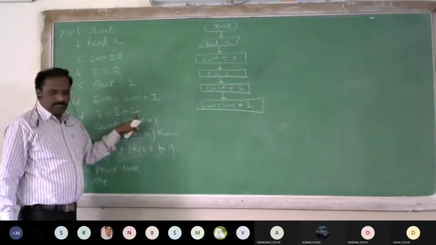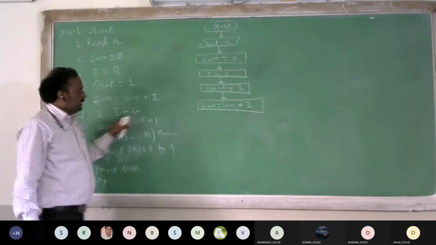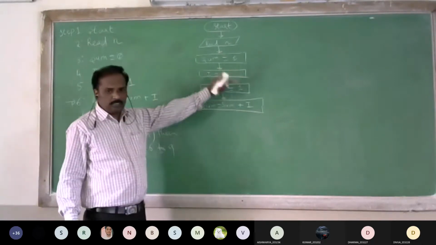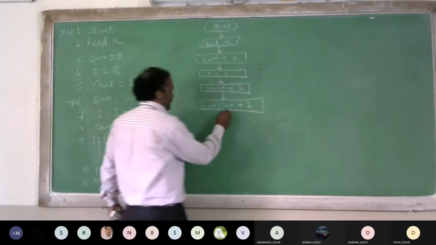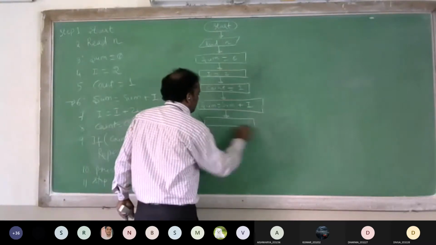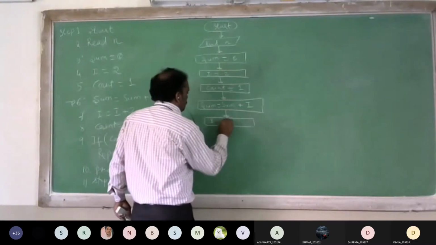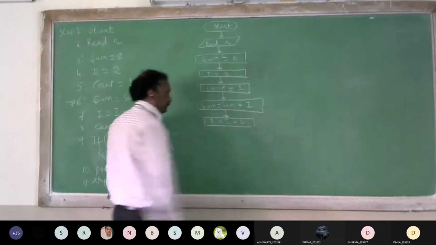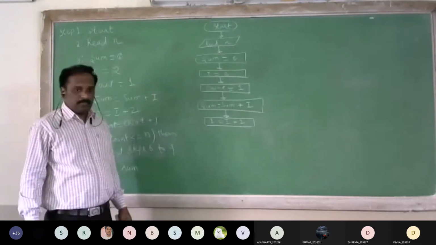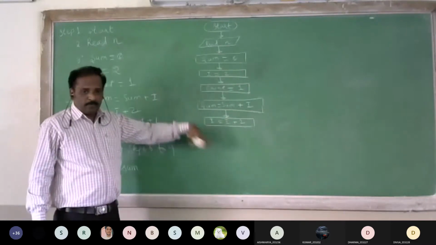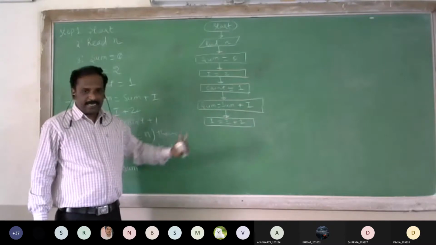What is the next number? 4. How will we get 4? I is 2, 2 plus 2 is 4. So increase the value of I by 2. I is equal to I plus 2. Now we have got 4. 4 is which even number? It is the second even number.